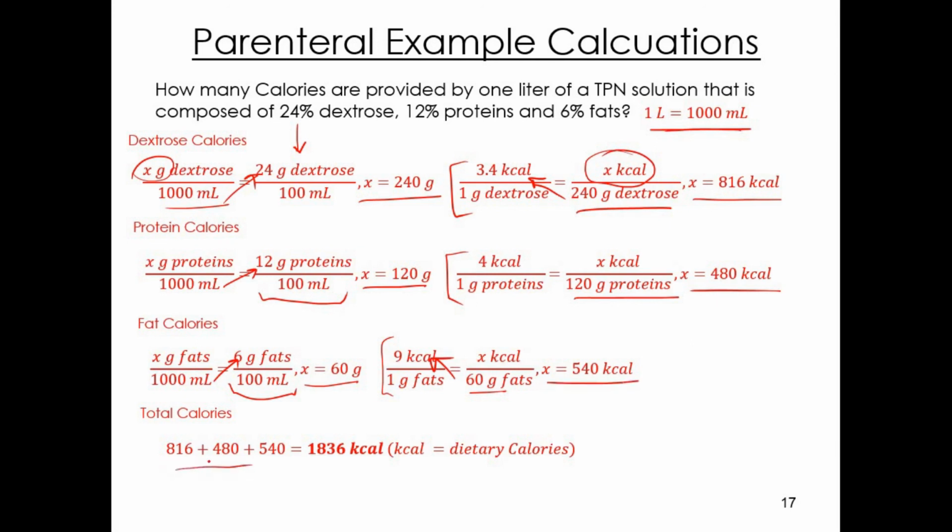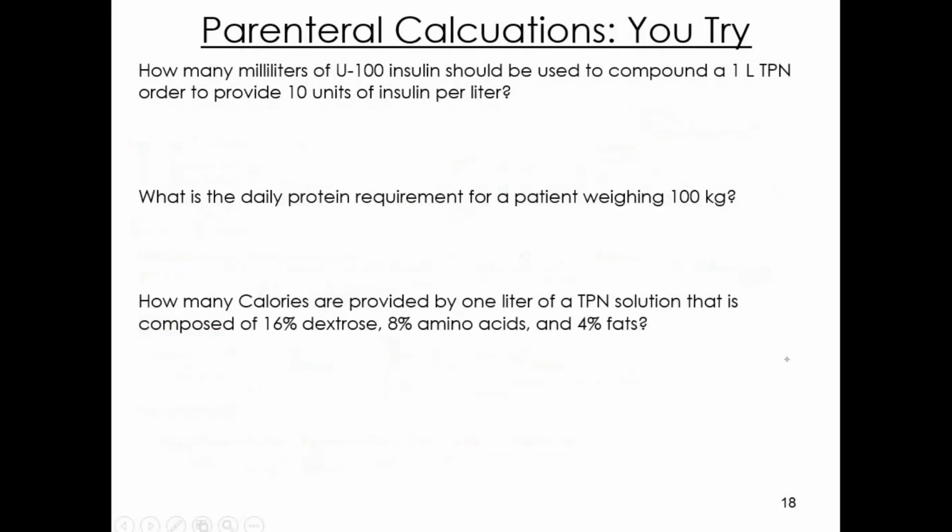So 816 plus 480 plus 540 equals the total number of kcals in the TPN, which is 1836, and we remember that kcals is the same as dietary calories.